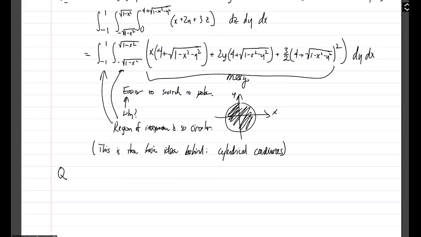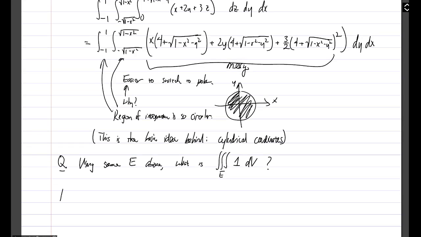Now, let's revisit this question using the same E as we had above. What is the triple integral over that region E of the function 1 dV? What would this be? So, the triple integral of 1 over the region E dV.